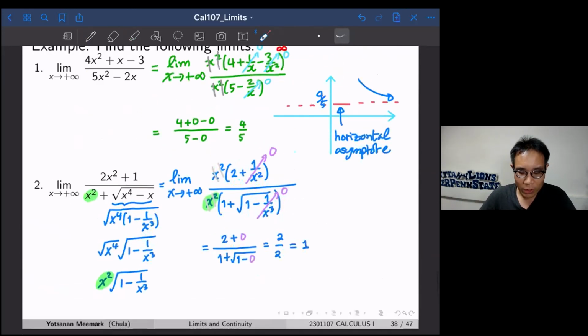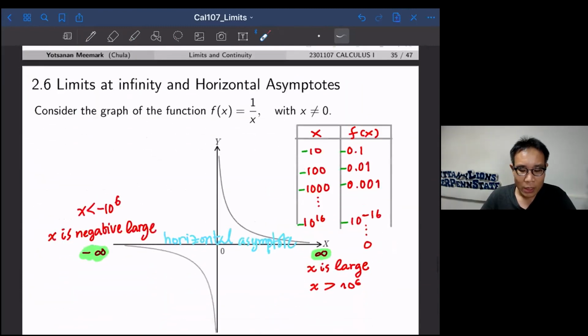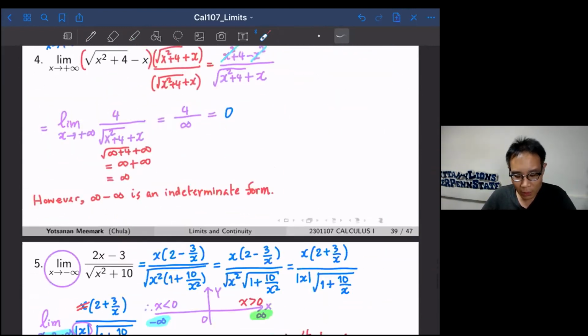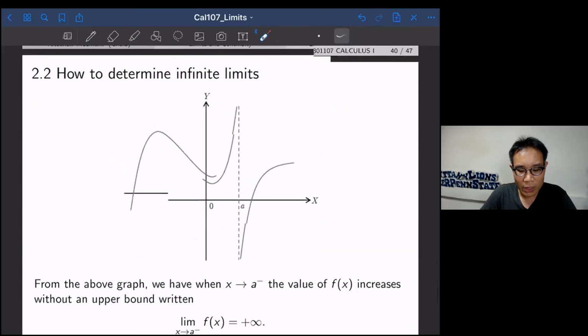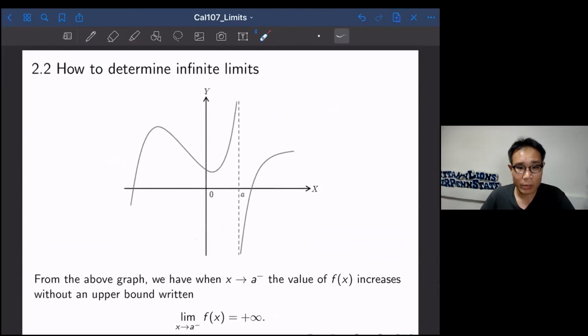Okay, so this is everything I wanted to complete here. We're going to have only the last section, which is how to determine the infinite limit, and we're going to finish this chapter 2.